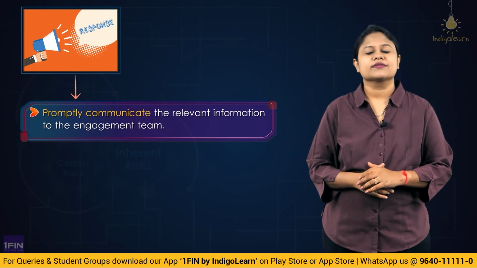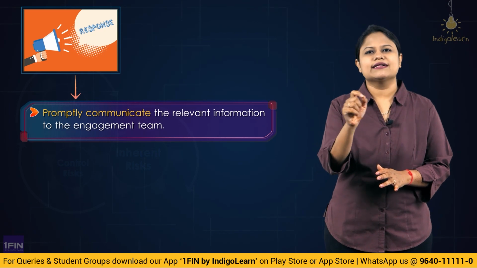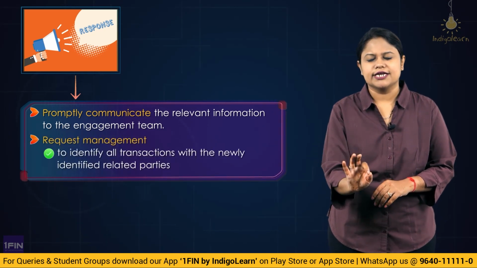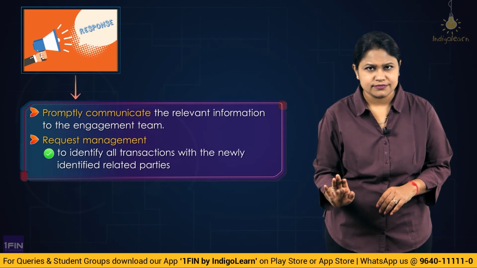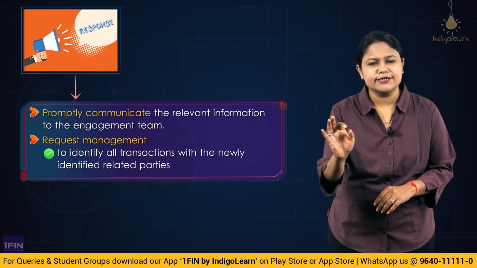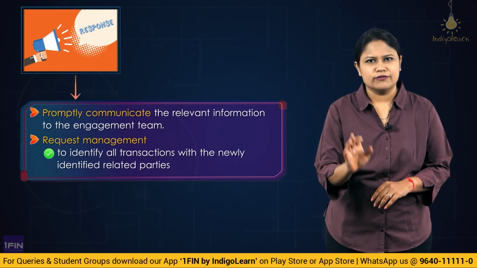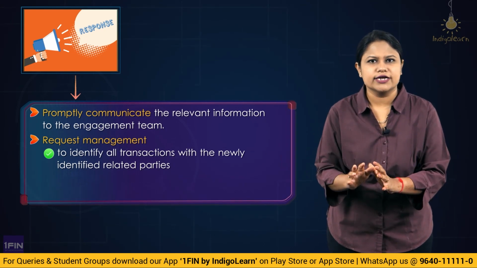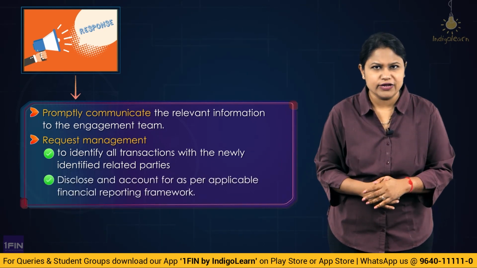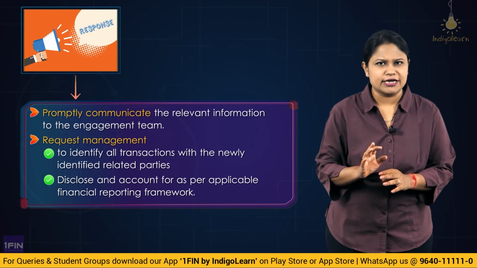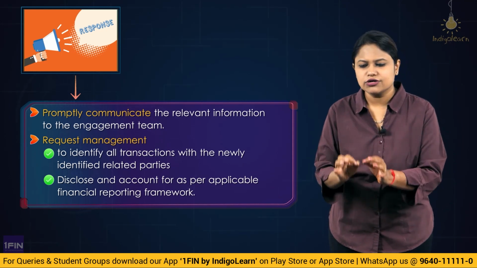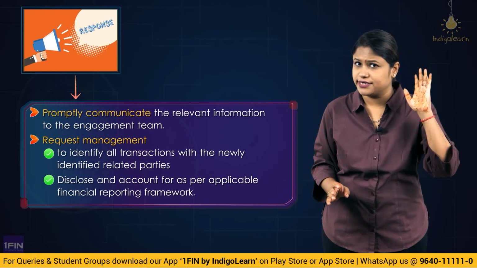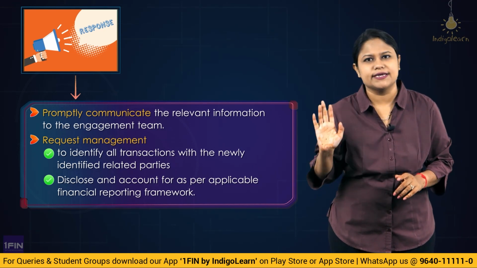Got it? Then next, you will tell the management that, management, these are the additional related parties that we have identified. Now you have to disclose them. Identification we have done. You have to disclose and account for it as required by the financial reporting framework. So you have to inquire with the management, tell the management that look, this is one more entity that we have identified which you have not disclosed and not accounted for. Now you have to account for the same.